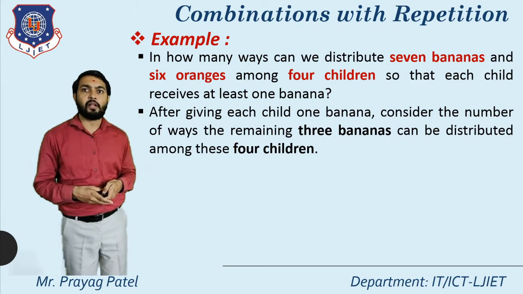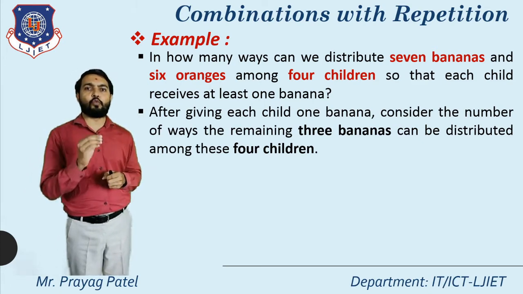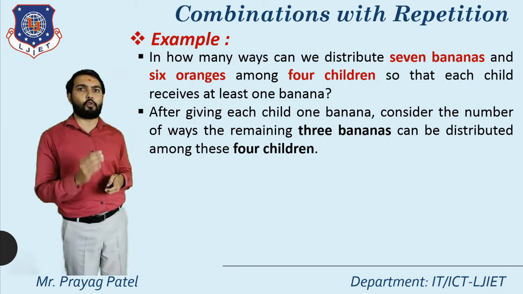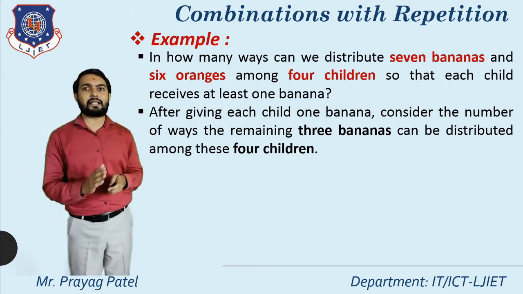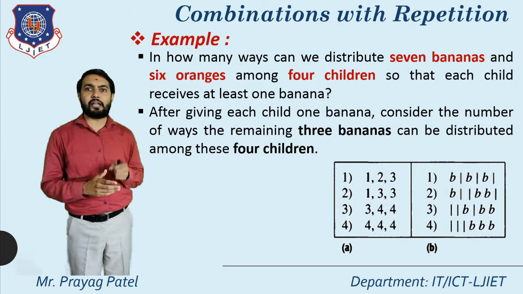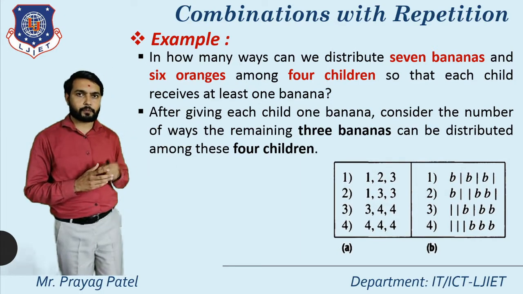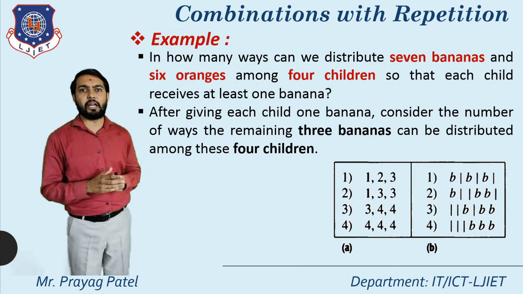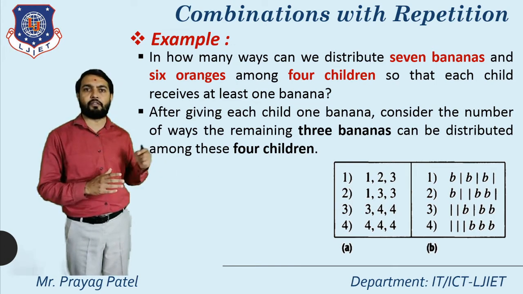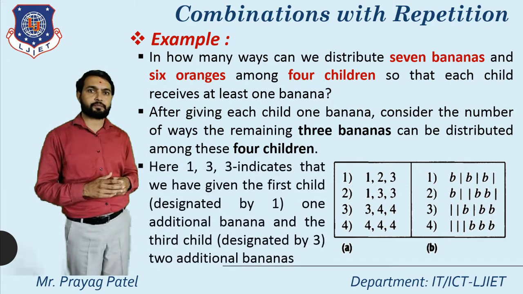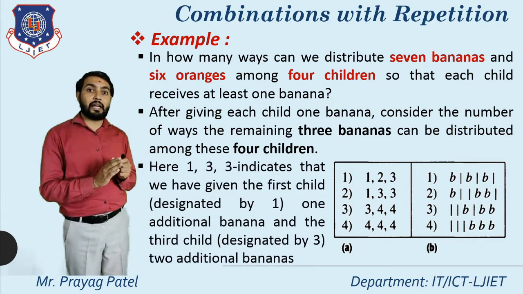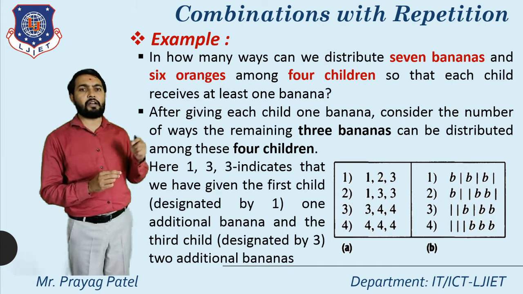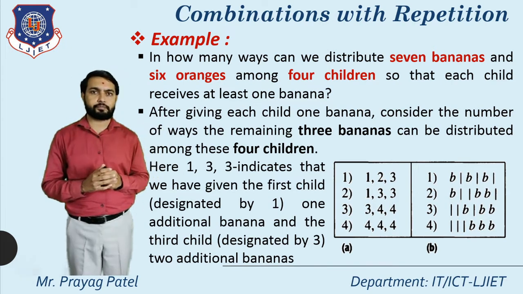Now for this problem, after giving each child 1 banana, how many bananas are remaining? So here we give the 4 bananas to 4 children. So only 3 bananas are remaining and these 3 bananas are distributed to 4 children. So what is the possibility for that? For that we represent a table. In the table, the first part A represents 1, 2, 3. That means 1 extra banana given to the first child, 1 extra banana given to the second child and 1 extra banana given to the third child.